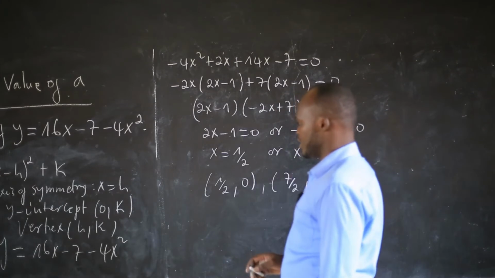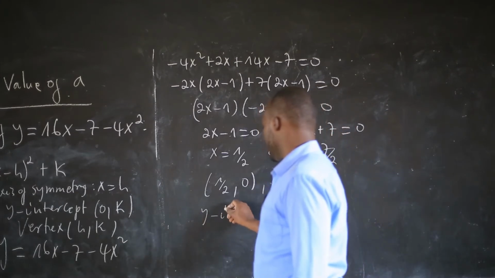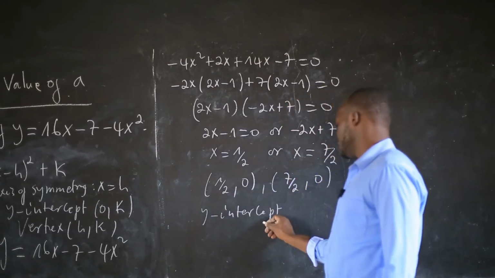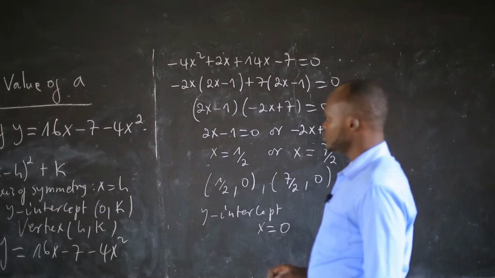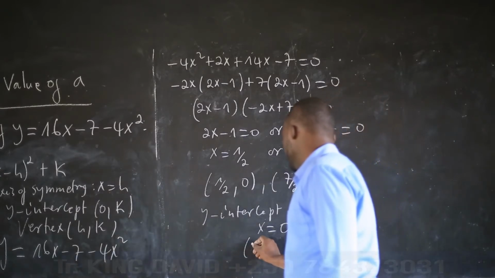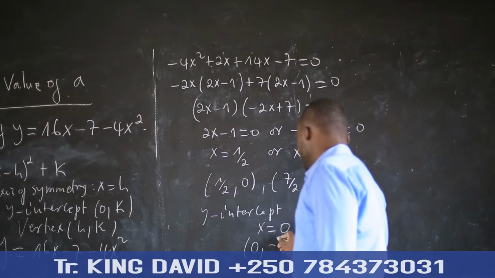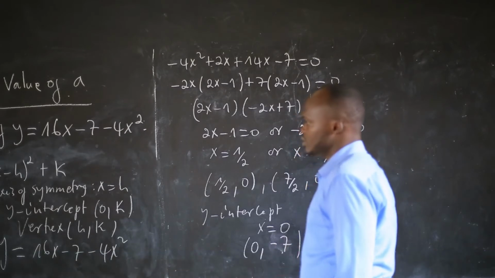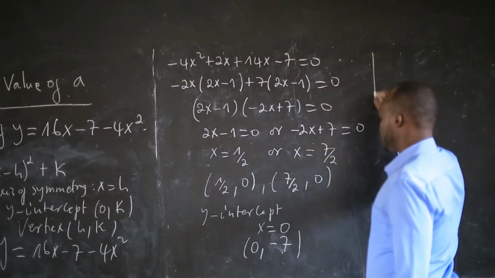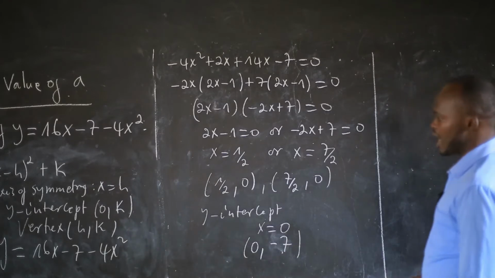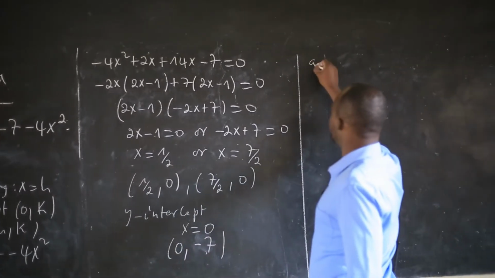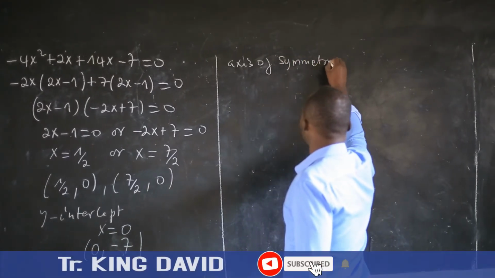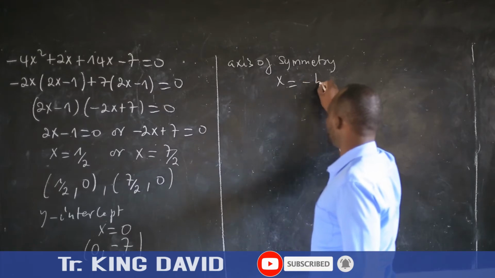After getting the x-intercept, can we find the y-intercept? For the y-intercept, you know that x will be 0. If x is 0, it means that it will be 0, negative 7. Then, after getting the y-intercept, you're going to find the axis of symmetry. The axis of symmetry is x, which is negative b over 2a.